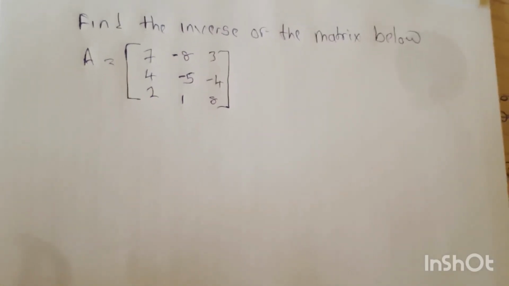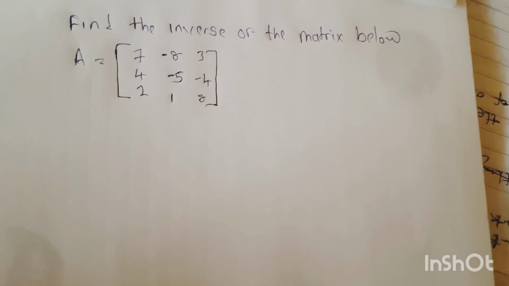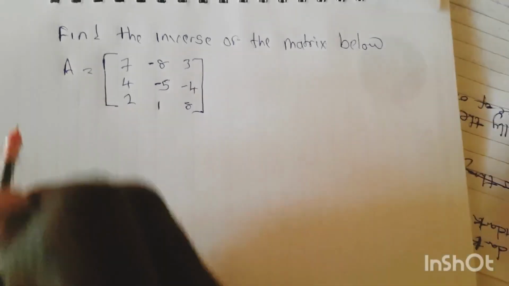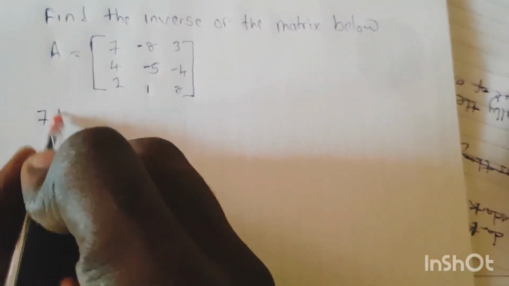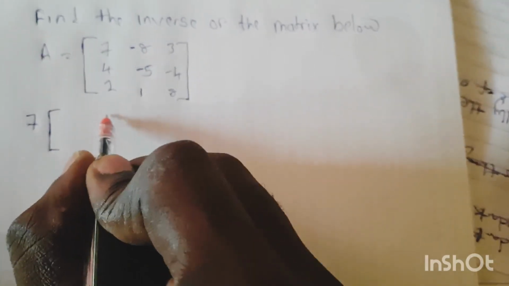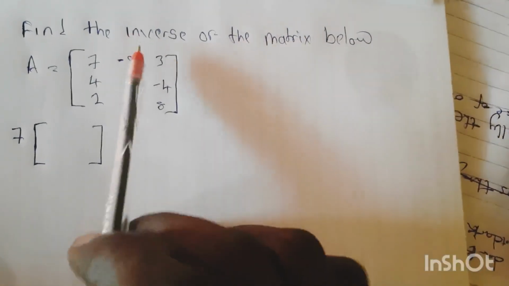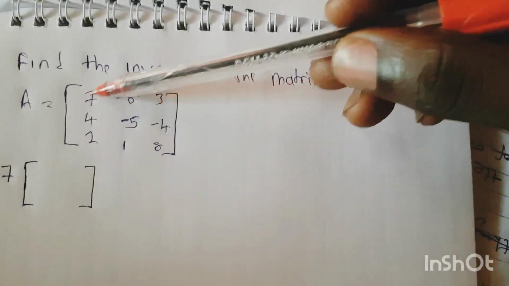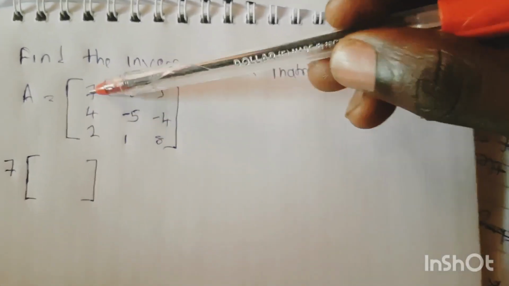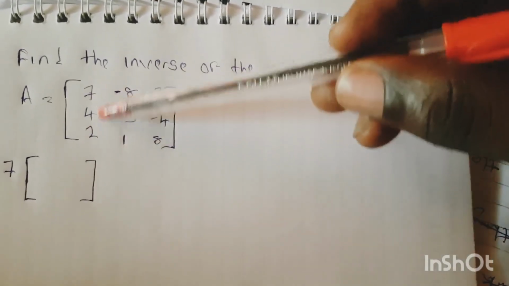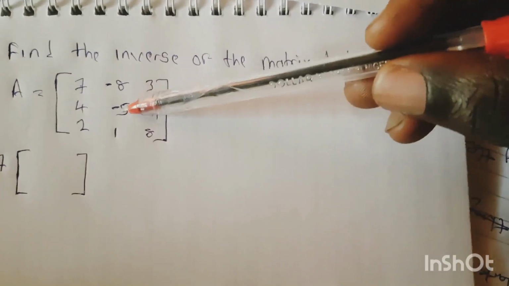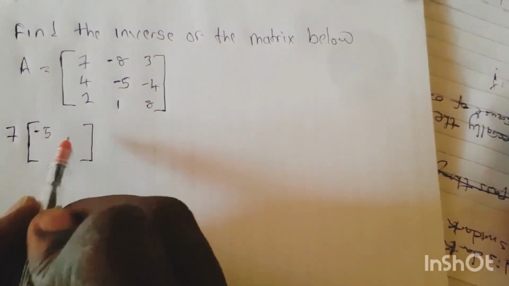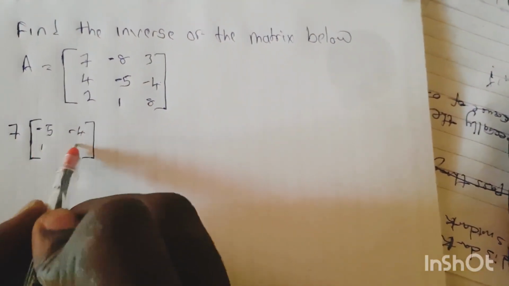And how do we look for our determinant? Now we are going to solve for this, bring out our matrix. In order for us to look for the determinant, we are going to bring out 7 first. We'll draw our small matrix, and strike out the row and column of 7. So what we are going to have is -5, -4, 1 and 8.